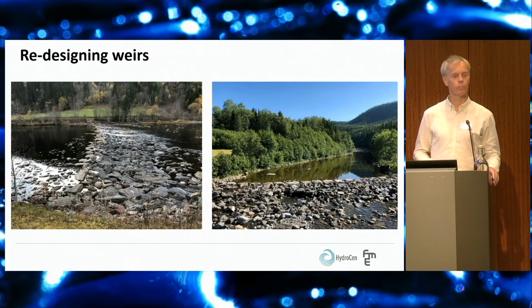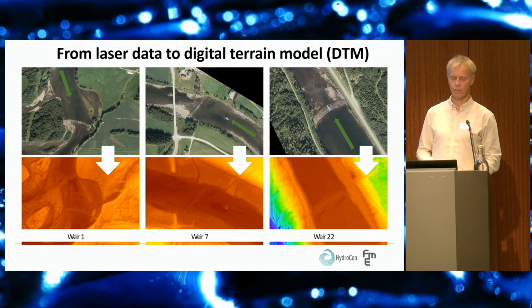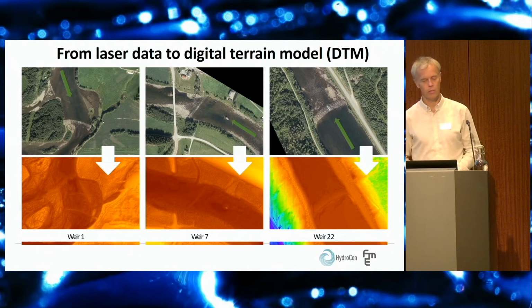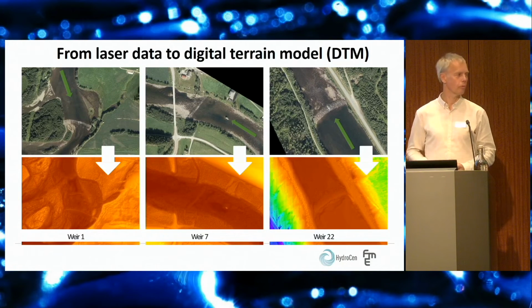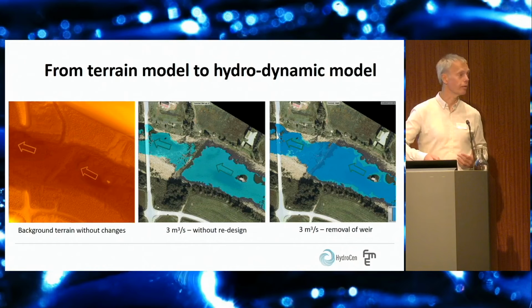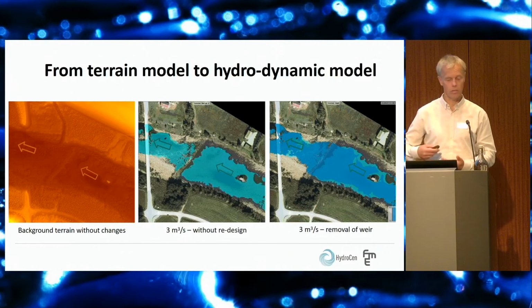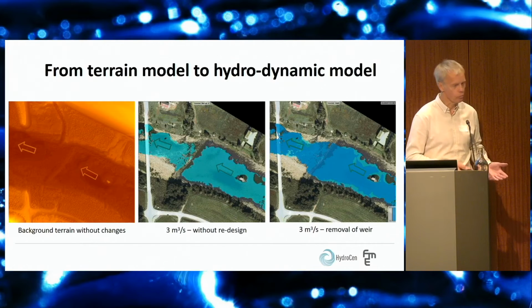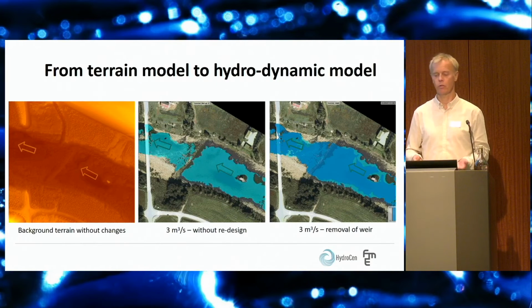Now we also use some modern methods with laser data and digital terrain models, which we use from the river. From mapping, we then transform that into hydrodynamic models so we can simulate how we can make this better, with the same amount of water. So you can still divert water for hydropower, but make better ecological conditions.